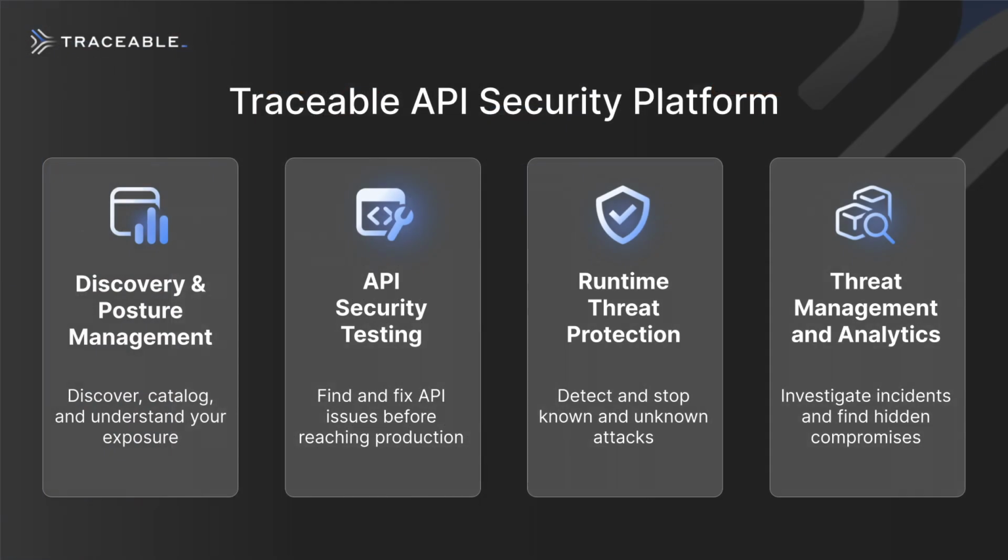The Traceable API Security Platform can help you to discover and know your API security posture so you can properly secure your APIs, test your APIs are secure before they are in production, protect you from the growing numbers of API attacks and abuses, and use context to be better aware of threats and more efficient at root cause analysis and remediation.